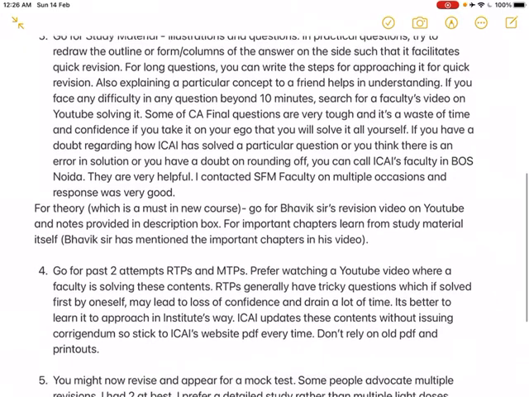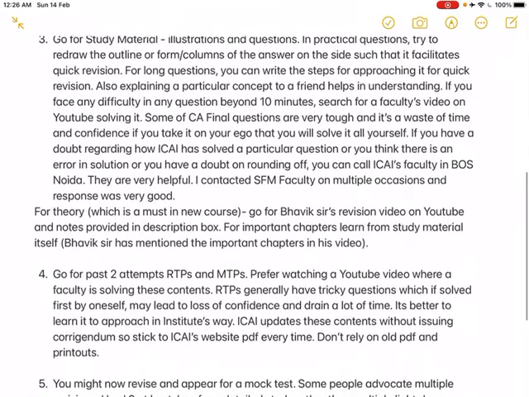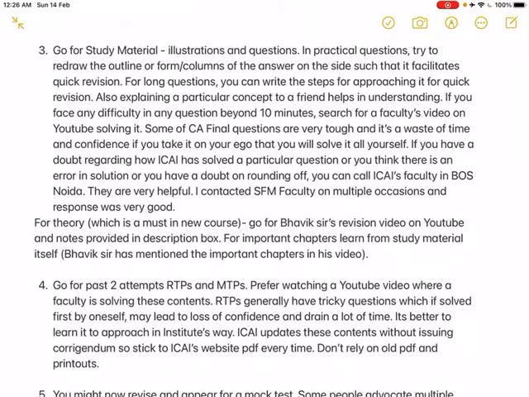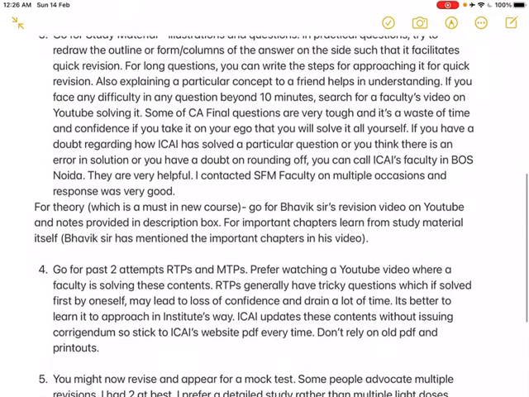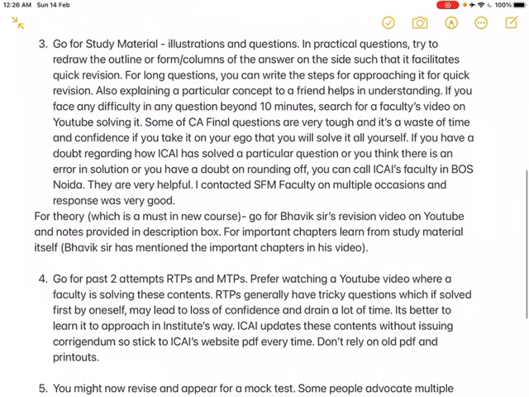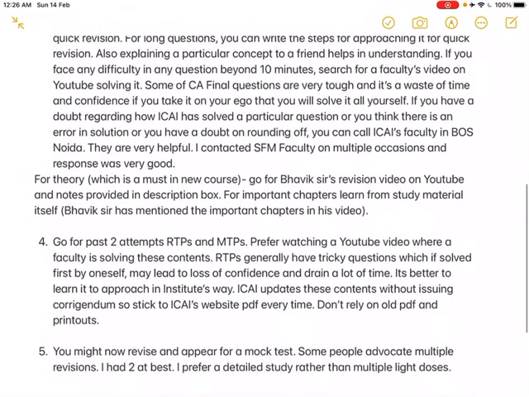Then for long questions, you can write the steps for approaching them for quick revision. So in forex you might know money market hedging, which has lots of steps, so you should write those steps beside the question, so that when you write something you would be able to learn it better. Also, explaining a particular concept to a friend helps in understanding.